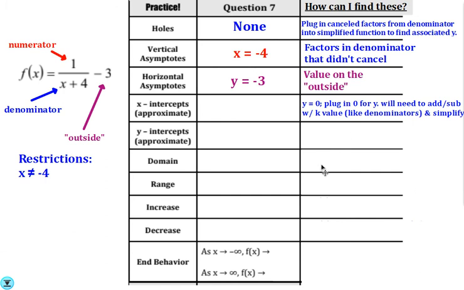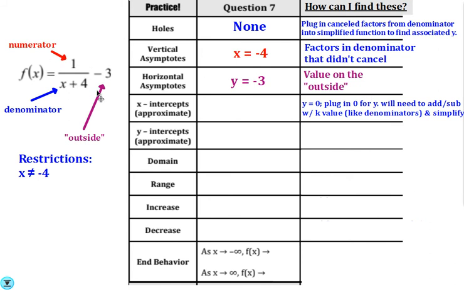So let me just go ahead and get us ready for this. Your x-intercept is when y equals 0, so you're going to plug in 0 for y. You're going to need to add or subtract with the k value, so you're going to need common denominators between these. Typically, multiply your k value by (x plus 4) over (x plus 4), and then go through and simplify.